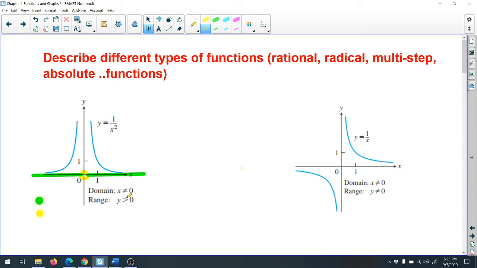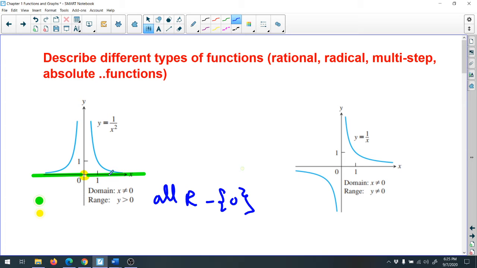So how to do that? Say domain, write it as the following: all real numbers except 0. Different types of writing the domain. You could describe it as all real numbers except 0, or you could say x doesn't equal 0.